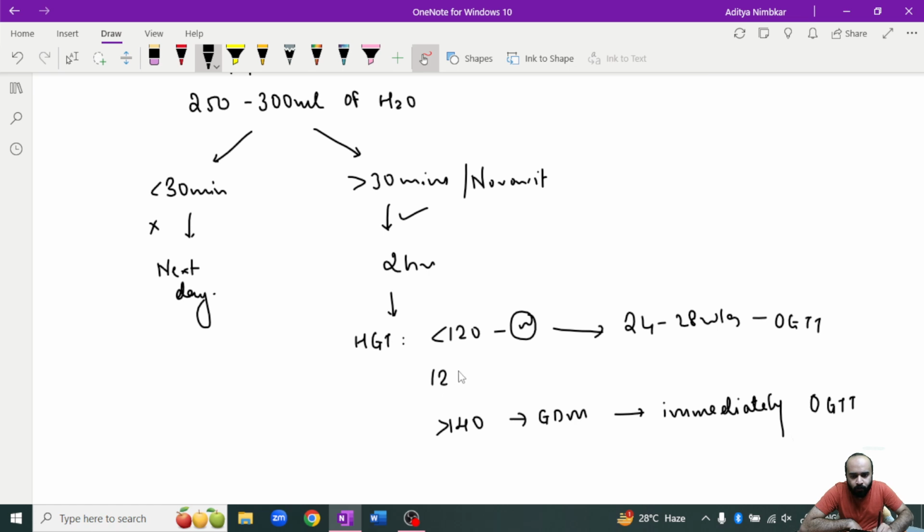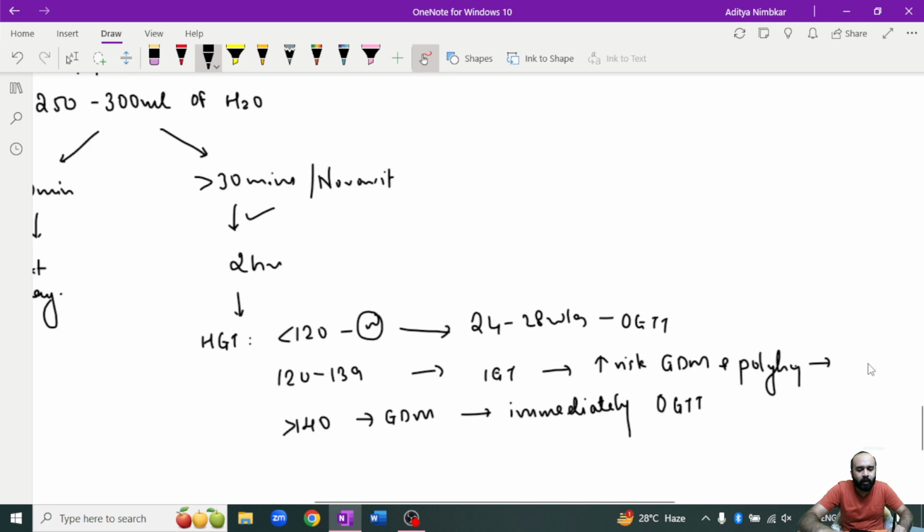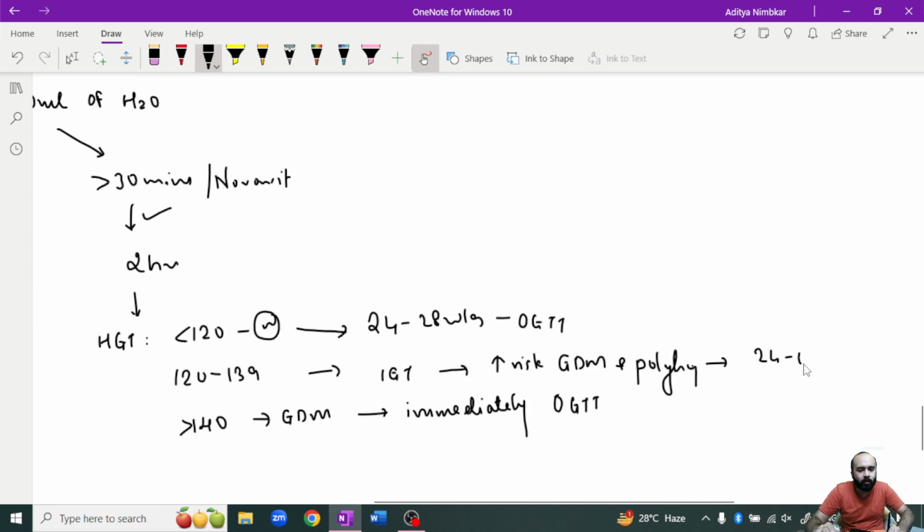The value between this, that is between 120 to 139, is impaired glucose tolerance. Impaired glucose tolerance का मतलब है कि you have a higher risk of developing GDM at a later point in this pregnancy and polyhydramnios. ये दोनों के रिस्क आपके बढ़े हुए हैं. तो similarly आप भी 24 वीक्स पे जाके OGDT करोगे definitely.